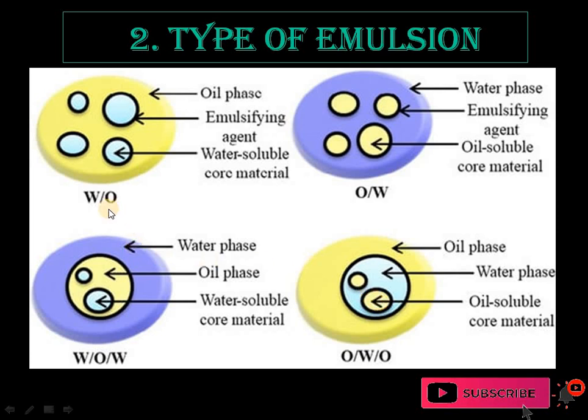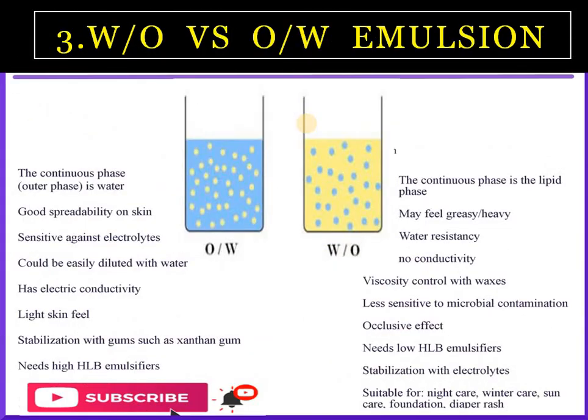For example, if I say water in oil, which is first, water in oil means water is added in oil, so water is added in oil. And for oil in water, we put oil in water, meaning oil in water emulsion. Now next is the difference between water in oil versus oil in water type emulsion.